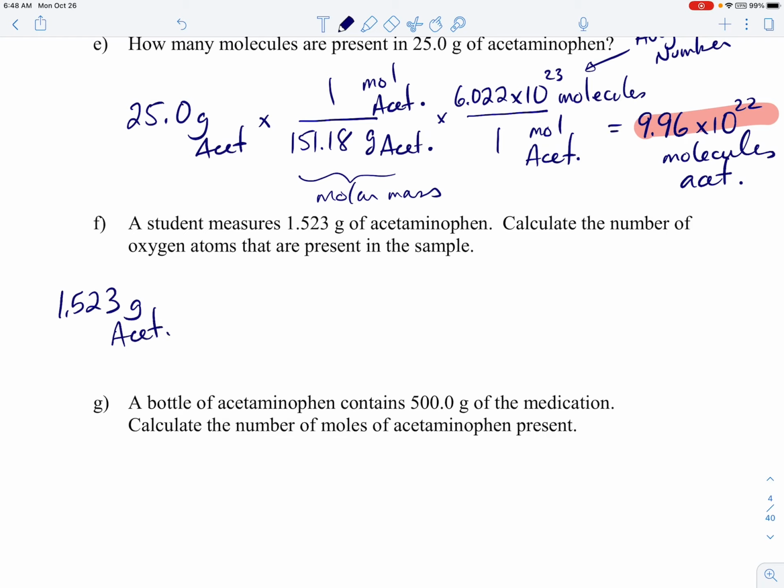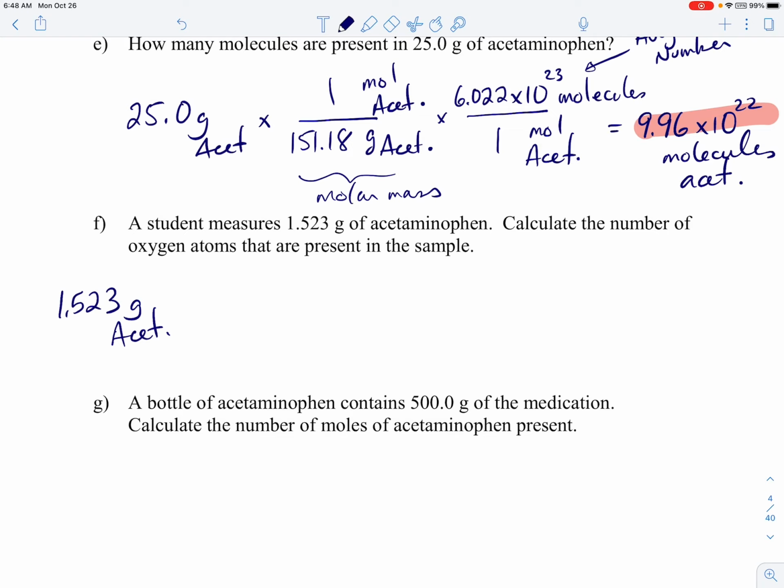Let's think about what we could do with that. I'm not even going to read the rest of the question. If I know the mass, then I know the molar mass also, so I could convert this to moles if I wanted to. Then, like we did in the last question, we could use Avogadro's number and find the molecules of acetaminophen that are in that sample. So in my head, I know I can do both of those things.